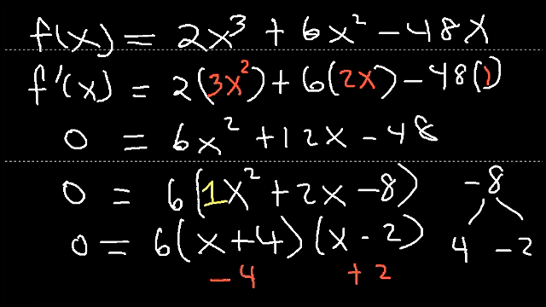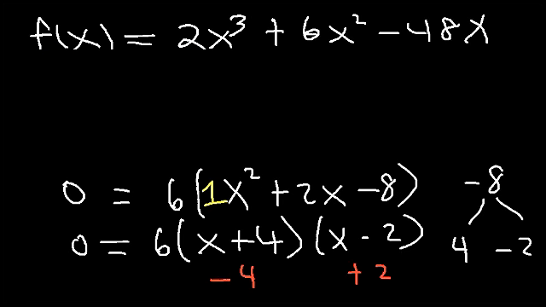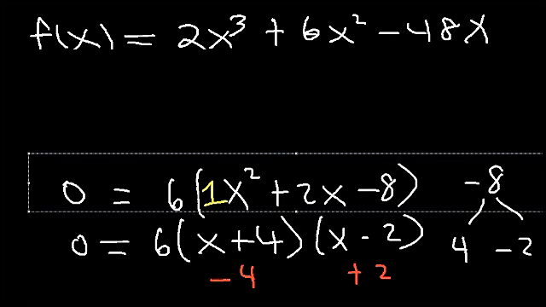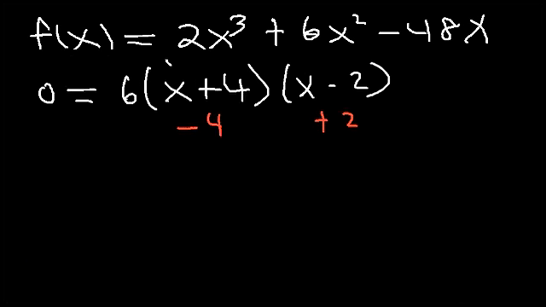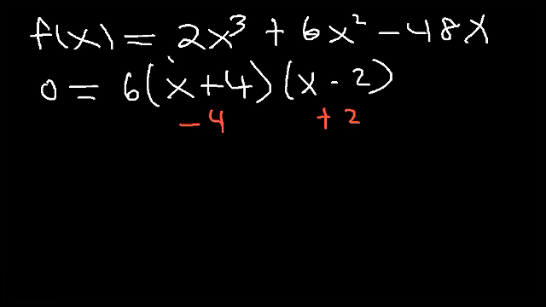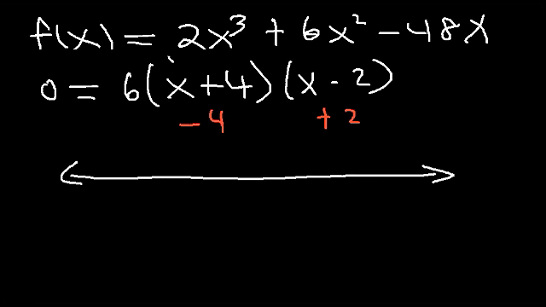So now let's make some space. We don't need this anymore. Our next step is to use the first derivative test. So let's make a sign chart. Let's put the critical numbers on the number line. Now let's pick a number greater than 2.